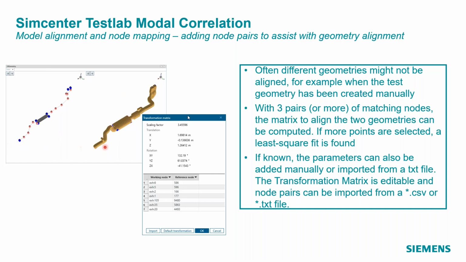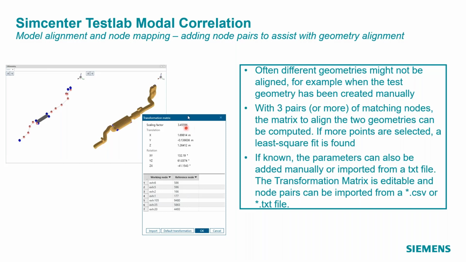And as you're picking them, they're red, and after you accept the node pair, they turn blue, and we can see the list of node pairs here. And then we can look at the transformation matrix, and here I'm going to show I can actually import these 7 nodes if I have them. So you can click them from the display if you don't know, or you can create a text or CSV file if you know what the nodes are and just import them. And then we'll see the deformation here.